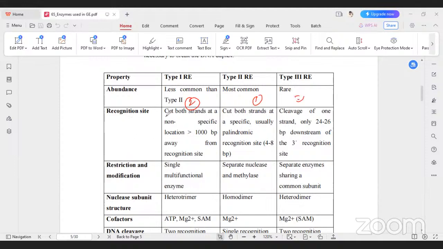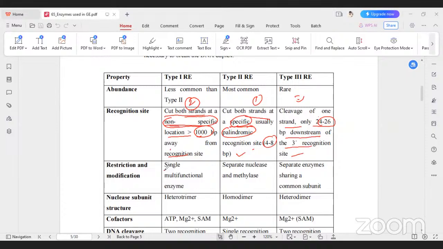Recognition site: type 1 cuts both strands at a non-specific location, up to 1000 base pairs away. Type 2 cuts both strands at a specific site, not non-specific. That is random, already told you random, but here specific. The specific sequence is called palindromic. Recognition site is 4 to 8 base pair nucleotides. Type 3 cleaves only one strand 24 to 26 base pairs downstream of this recognition site.